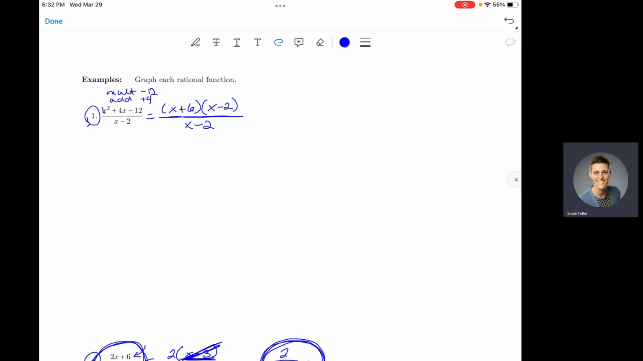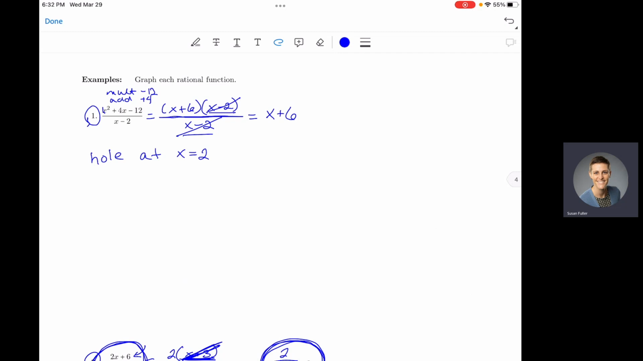So the top's factored; the bottom, there's really nothing to factor there. And so now I have a common factor on top and bottom. That means I'm going to have a hole, at the x value that makes that 0, which is x equals 2. So I'm going to have a hole at x equals 2. And so now that I've made a note of that, I'm going to cancel that common factor and simplify what I've got. Notice that x minus 2 is the only thing that I had on the bottom. All I have left is x plus 6.